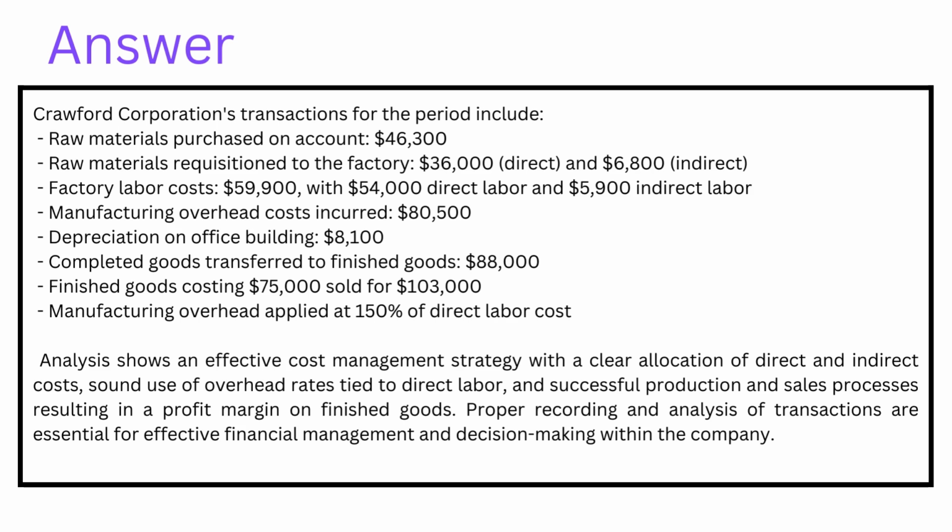Manufacturing overhead applied at 150% of direct labor cost. Analysis shows an effective cost management strategy with a clear allocation of direct and indirect costs, sound use of overhead rates tied to direct labor, and successful production and sales processes resulting in a profit margin on finished goods. Proper recording and analysis of transactions are essential for effective financial management and decision making within the company.